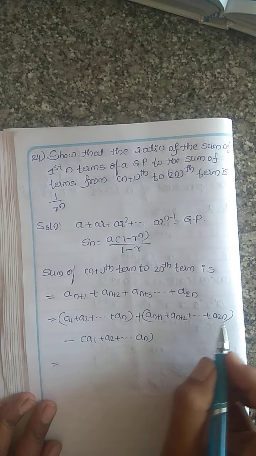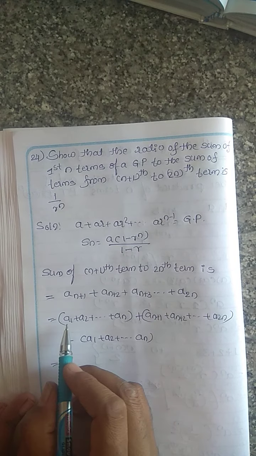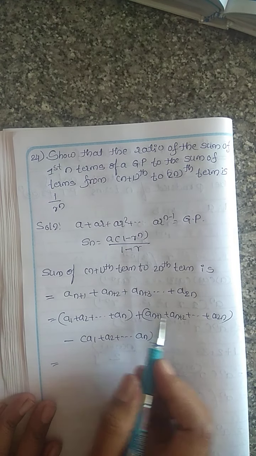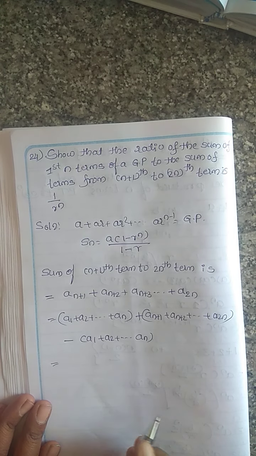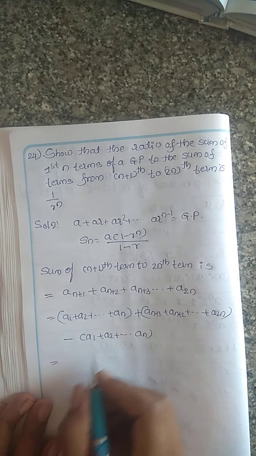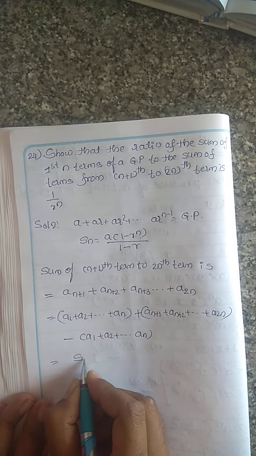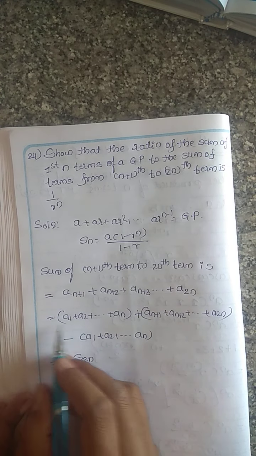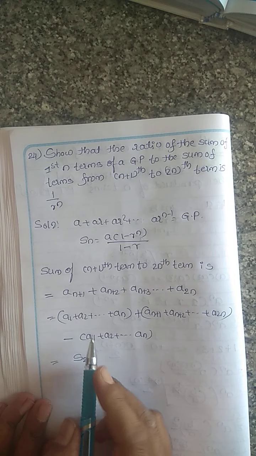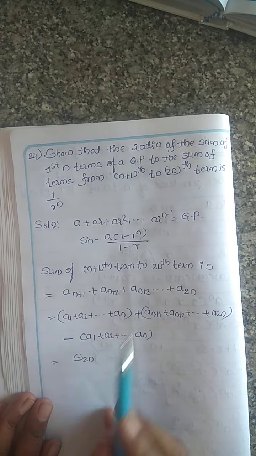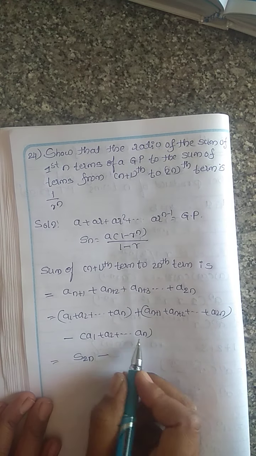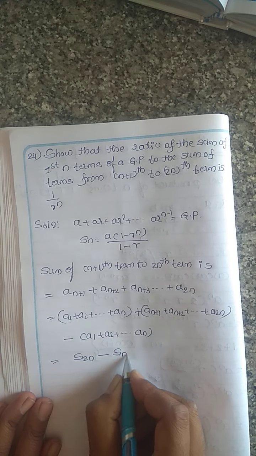So we can write the first term as, count here the numbers a1, a2, a3, a_n, a_(n+1), up to a_2n. We can write this as the sum of the terms from the first term to the 2nth term, S_2n. S_n means 1 to n terms. Next here 2n means 1 to 2n. Next minus this value is nothing but S_n.